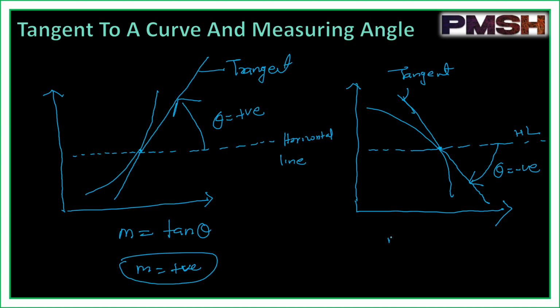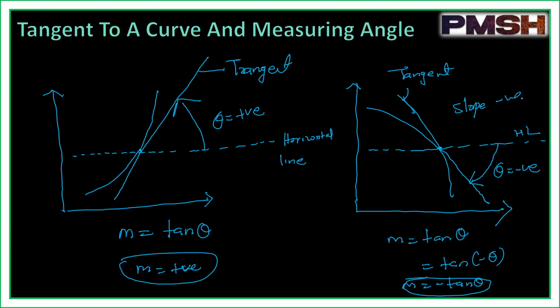That means we know m is equal to tan theta. If theta is negative, that is tan of minus theta, then m becomes minus tan theta. That is, slope is negative. You have to remember here the slope is negative. Clear?